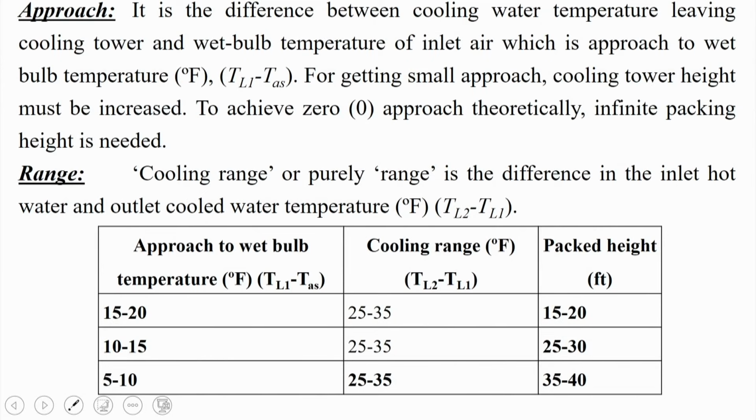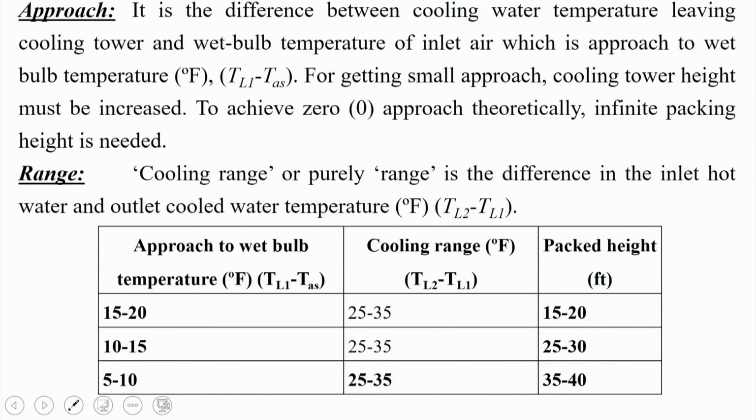If we talk about the range, or simply the cooling range, it is the difference between the inlet hot water and outlet cold water temperature, that is TL2 minus TL1. Now, if the approach to wet bulb temperature is 15 to 20 degrees Fahrenheit, then the cooling range will be around 25 to 35 degrees Fahrenheit, and the typical packed height requirement will be 15 to 20 feet.